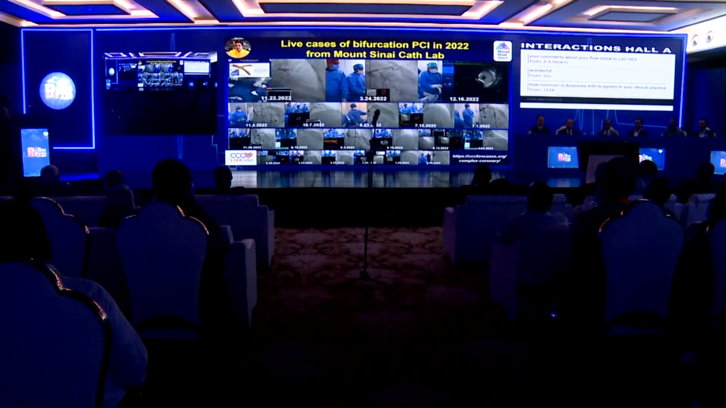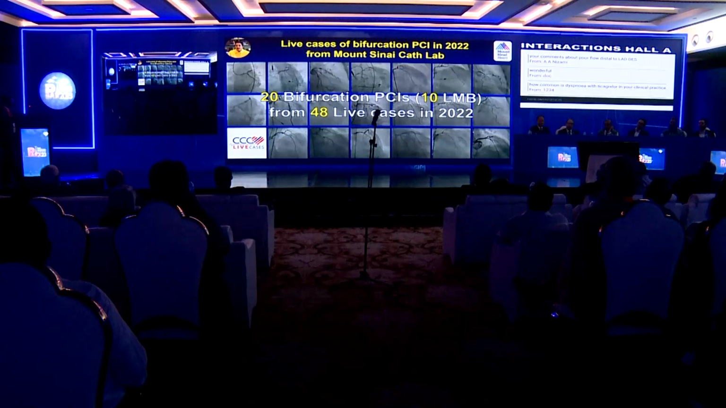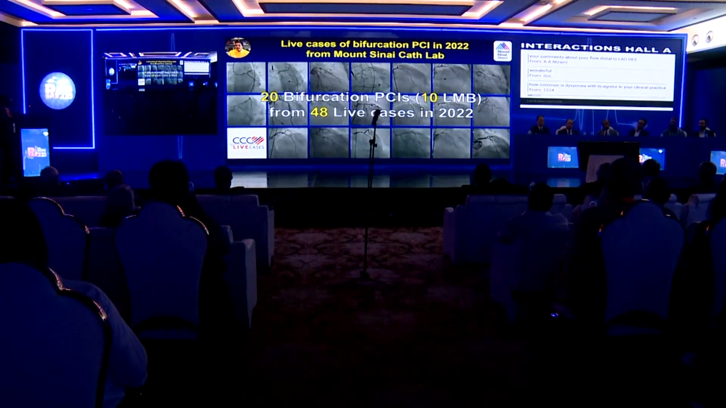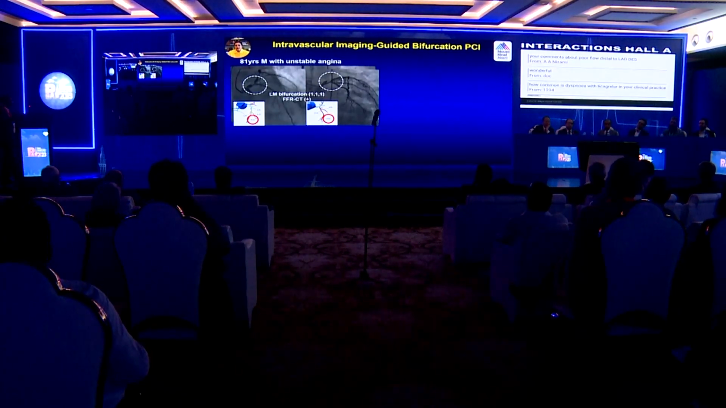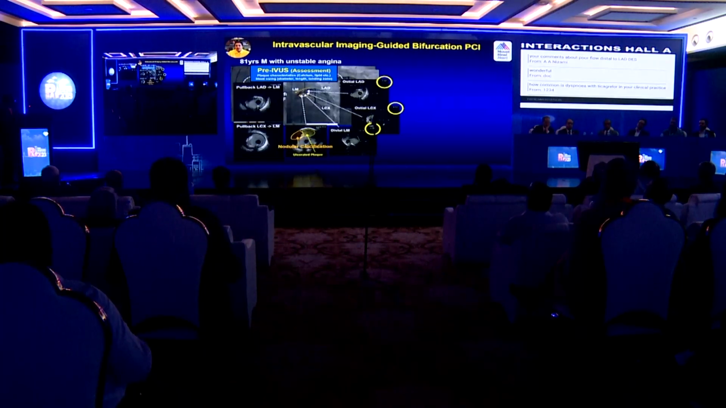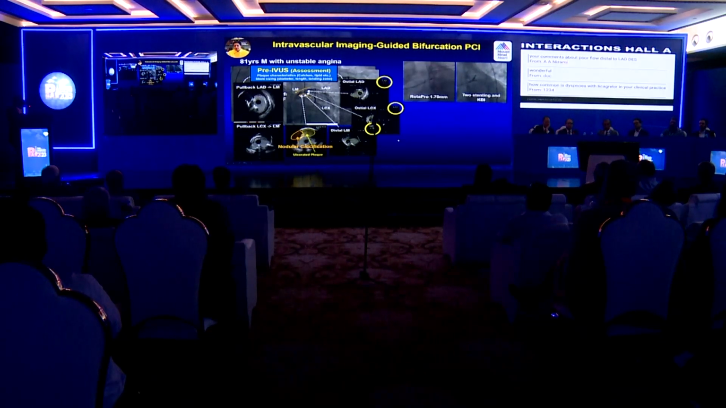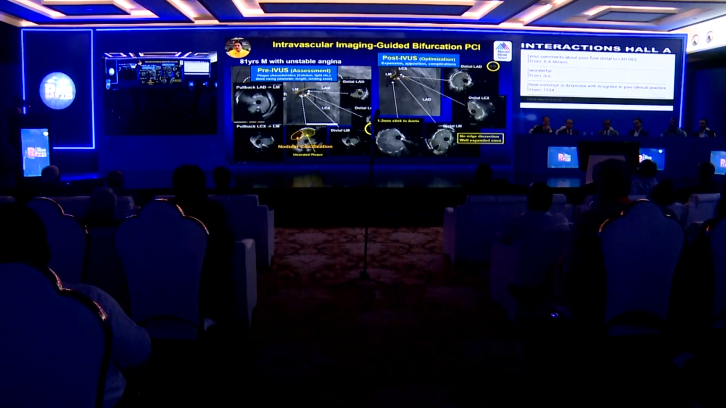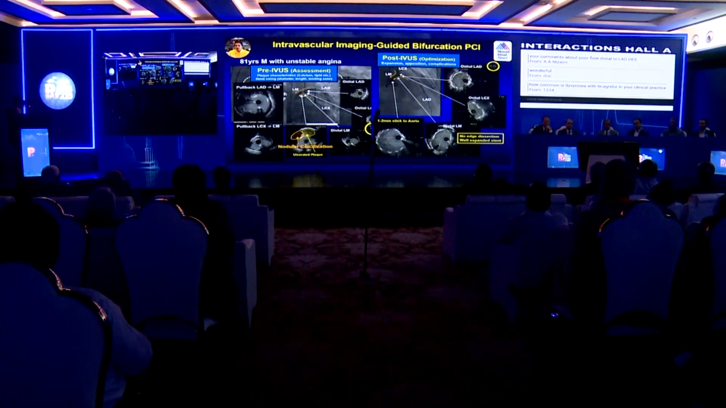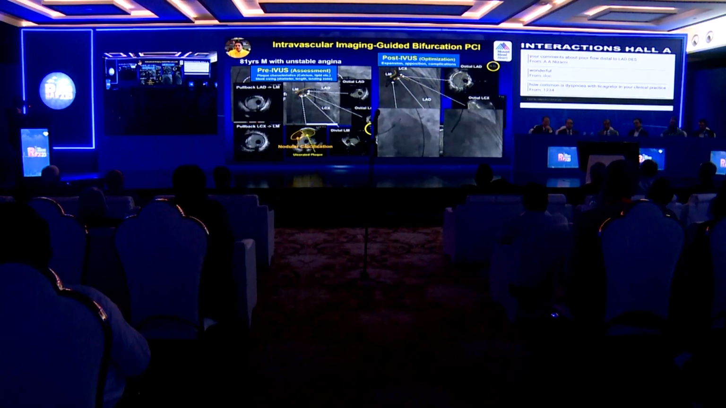So at Mount Sinai, we do a lot of live cases. We did about 48 live cases in 2022, 20 bifurcations. Of that, about 10 were left main bifurcation, because the majority of the people would like to see how bifurcations are being done. And this is the case of left main, where we did intravascular imaging, which showed the disease in the distal left main, ostial circumflex. Also, you can see there is a nodular calcium. We did rotational atherectomy followed by the 2-stent technique, and this is the final result you see here, with good optimization even on the IVUS.